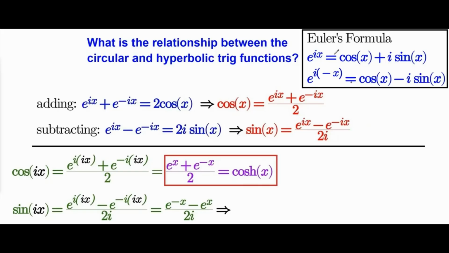And then when you subtract, you're just going to get this. So basically, when you subtract, you're going to have e to the ix minus e to the negative ix, and then that's going to give you 2i sines. You divide both sides by 2i, and you get this. So this has a 2i, and this has a 2. Okay, so these are the complex definitions of cosine and sine.